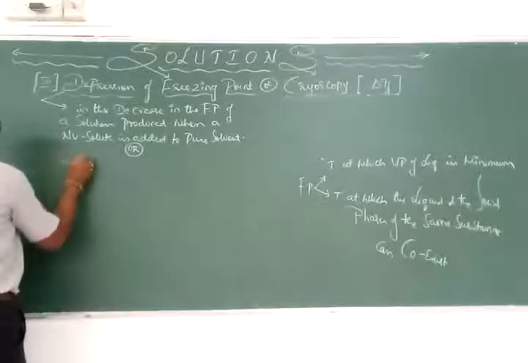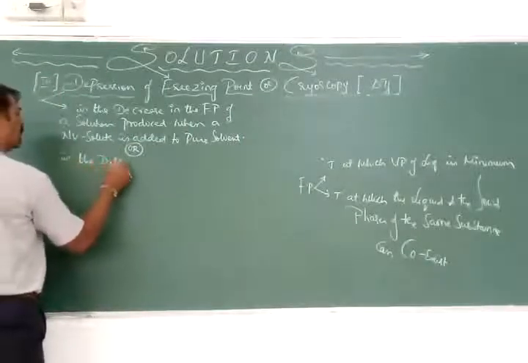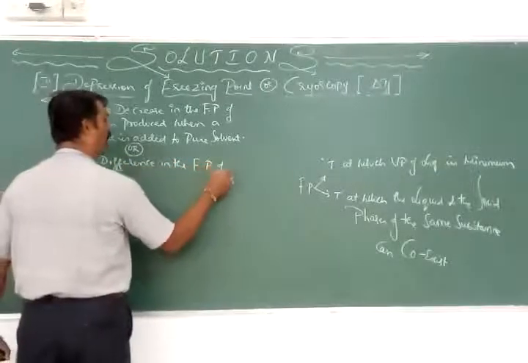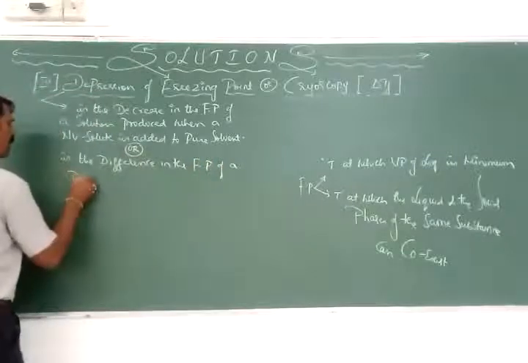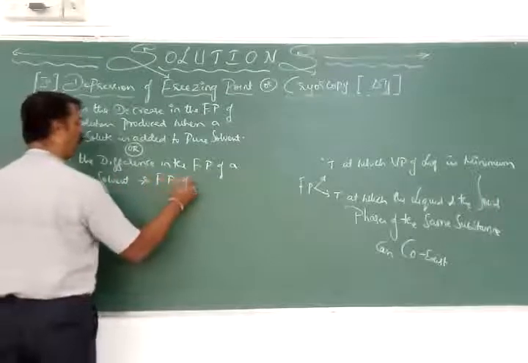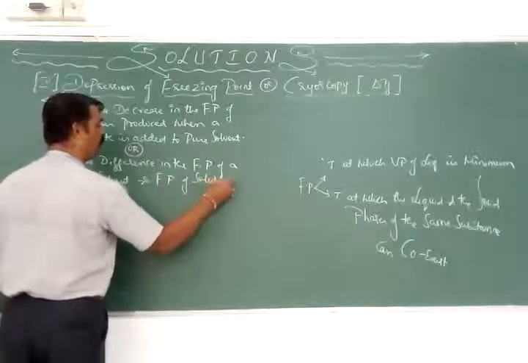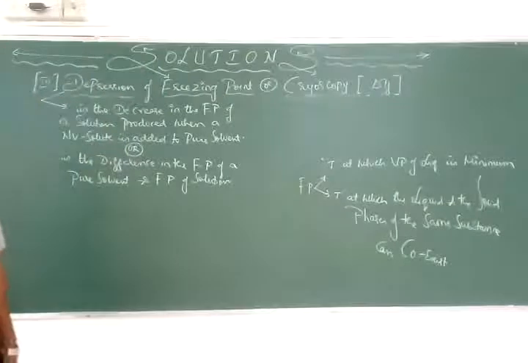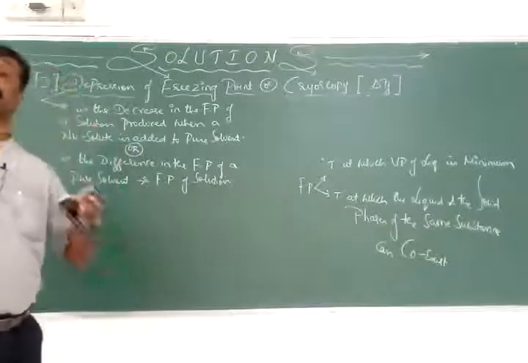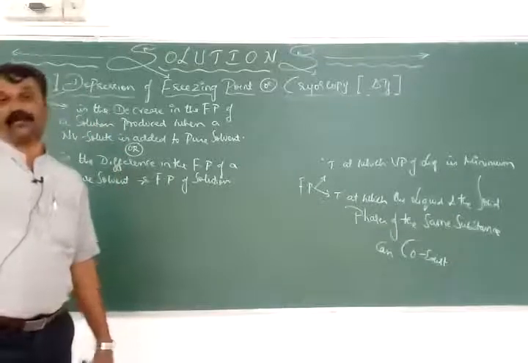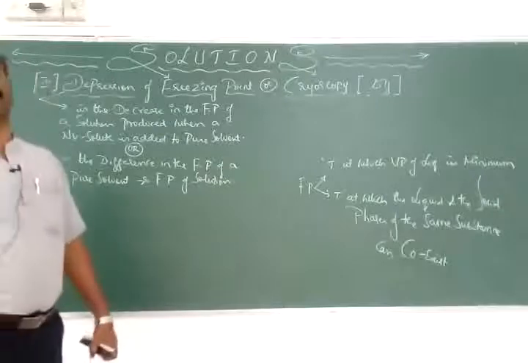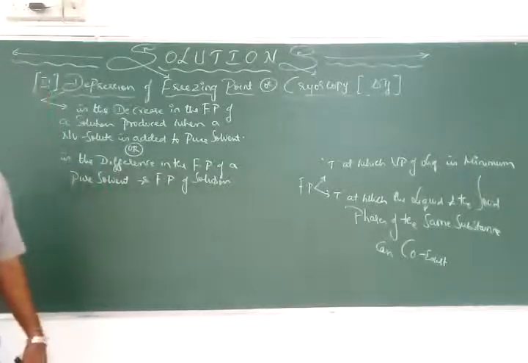It is the difference in the freezing point of a pure solvent and the freezing point of the respective solution. In lowering of vapor pressure, the difference in the vapor pressure of the solvent and the solution is called lowering of vapor pressure. If it is a difference in the boiling point of the solution and the boiling point of the solvent, then it is called elevation in boiling point.